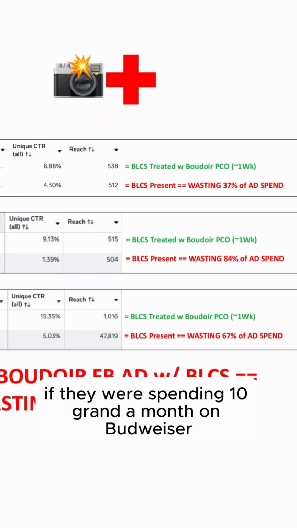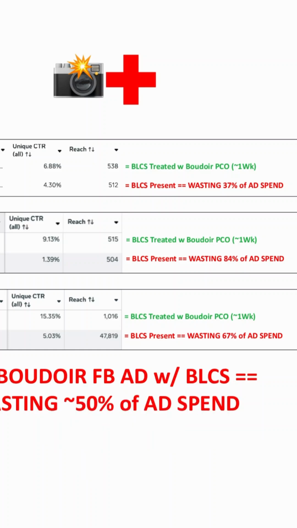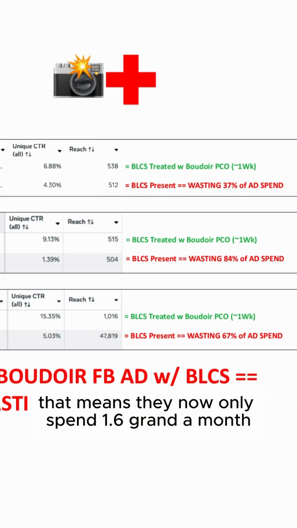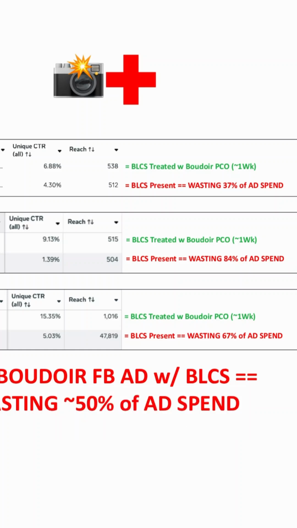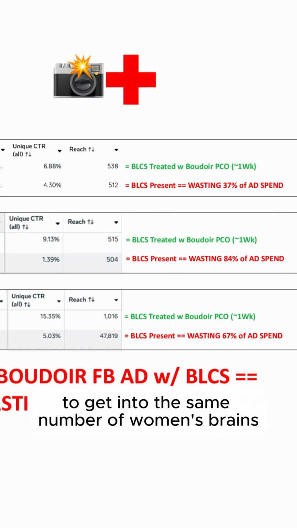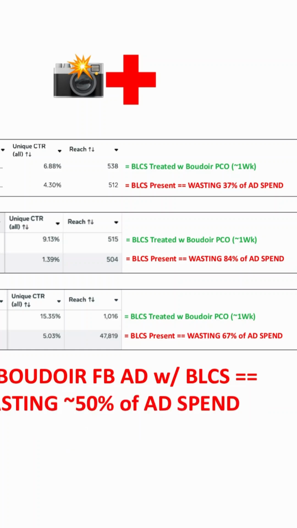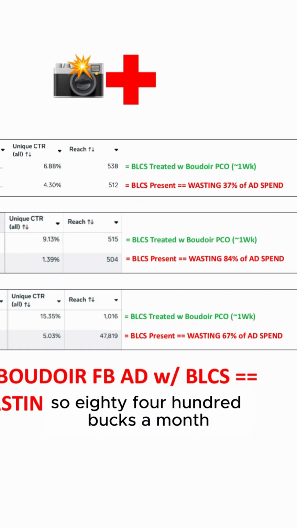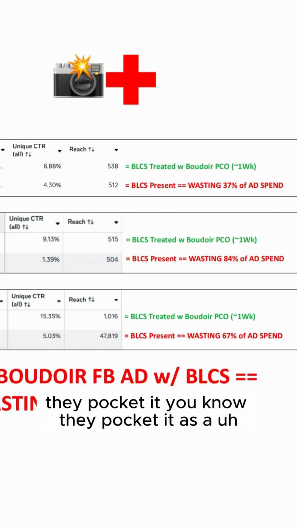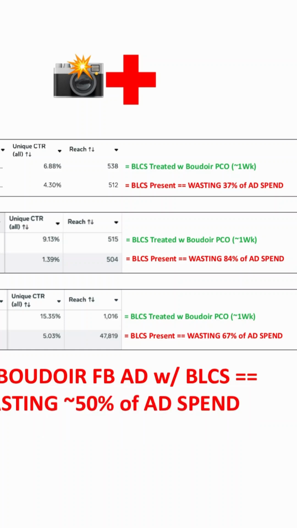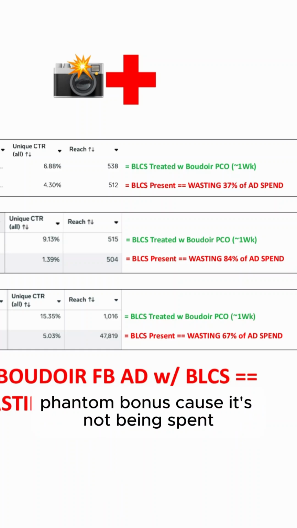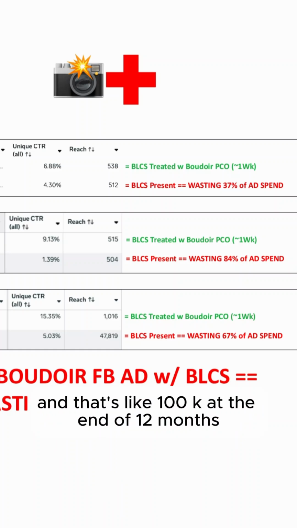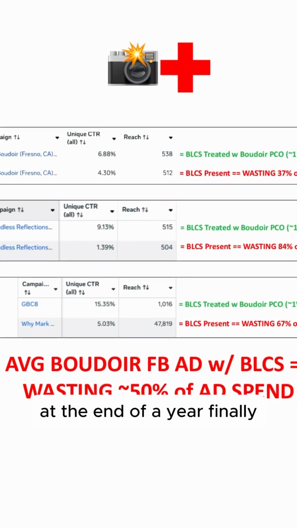So if they were spending 10 grand a month on Boudoir Facebook ads, that means they now only need to spend 1.6 grand a month on the Boudoir Pico treated ad to get into the same number of women's brains. That's the power of Boudoir Pico. So $8,400 a month, they don't even have to spend it anymore. They pocket it as an extra bonus, a phantom bonus, because it's not being spent. And that's like 100K at the end of 12 months, at the end of a year.